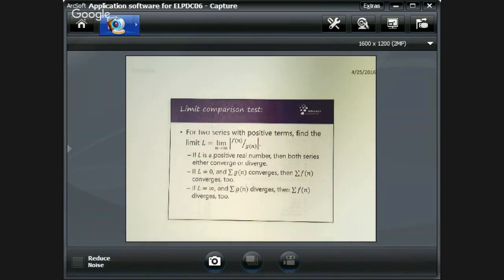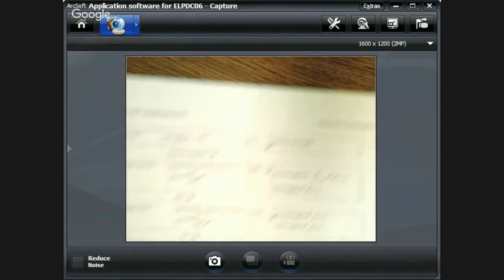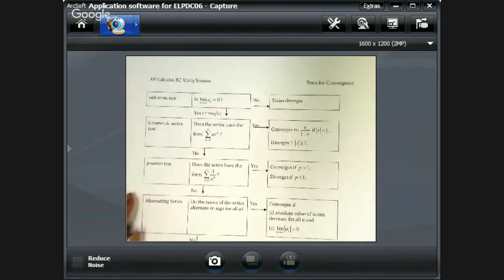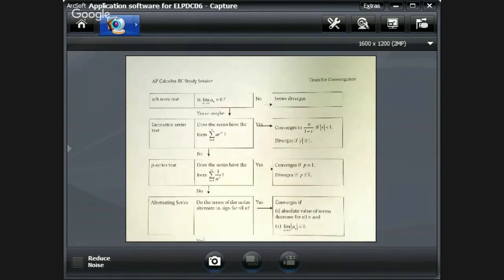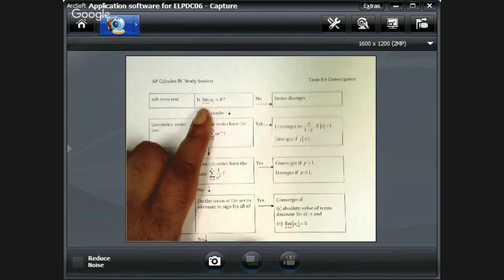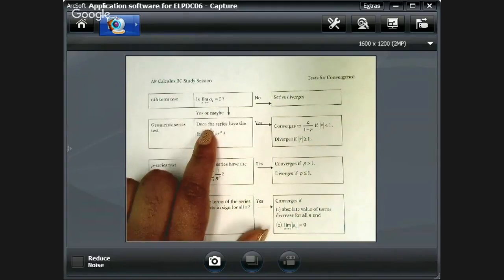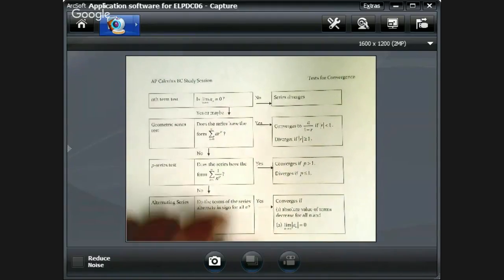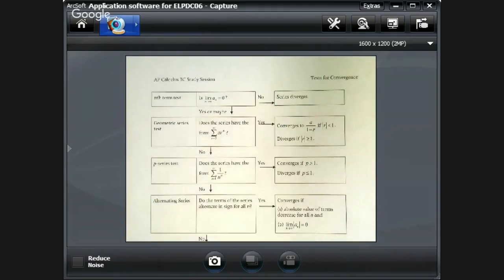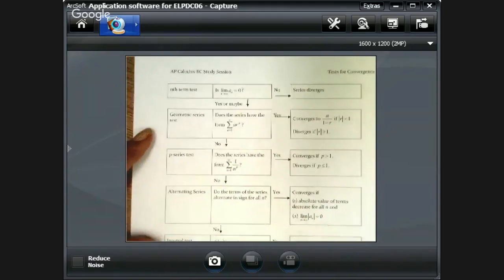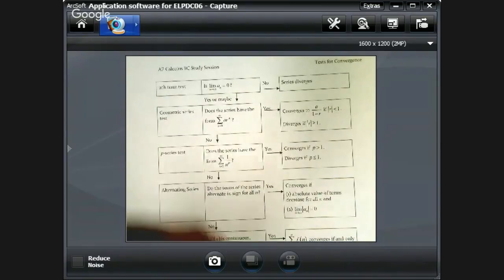So what we're going to do now is look at a bunch of multiple choice questions. The first thing I'm going to point out, though, is that if you have the handout that I provided to teachers in AdvanceKentucky, you should have this flow chart, which pretty much summarizes all of the tests I just talked about. Right? First, do the nth term test. If the limit is equal to 0, it could be convergent, so you keep going. If it's not equal to 0, you stop, the series diverges. Then you look at these three together.